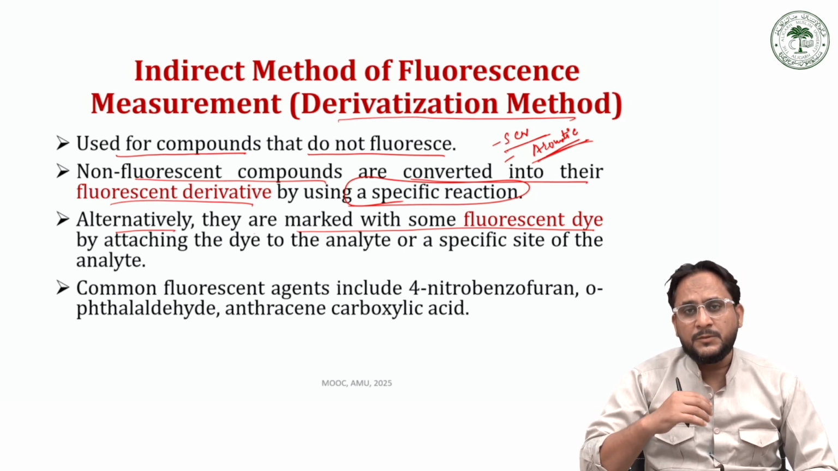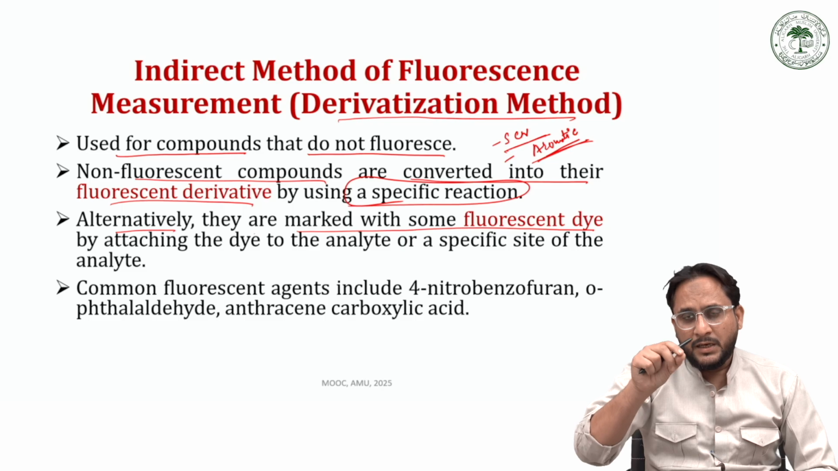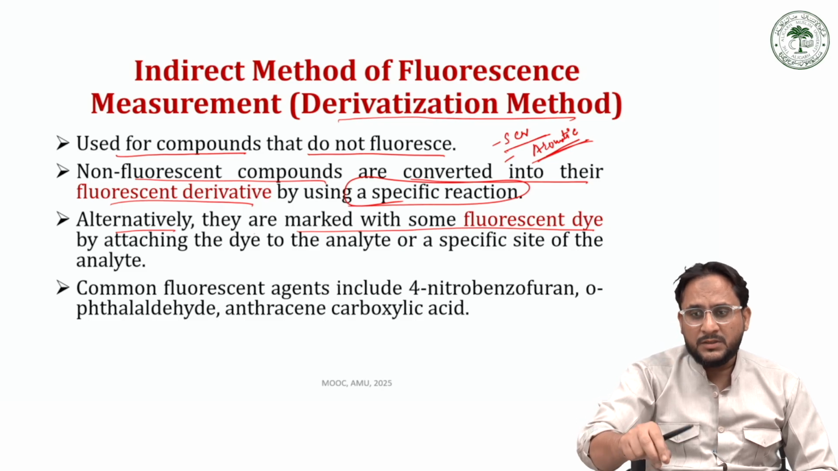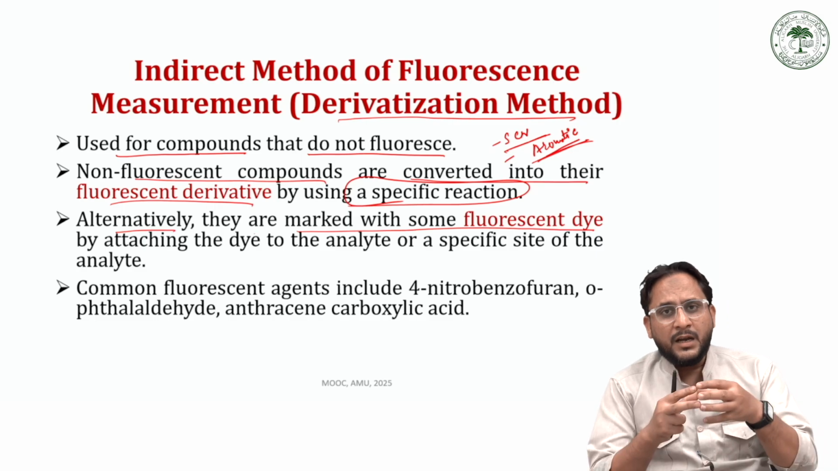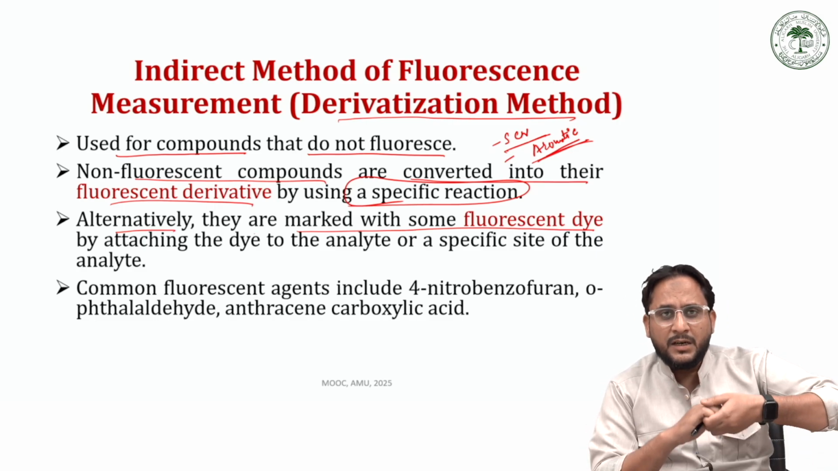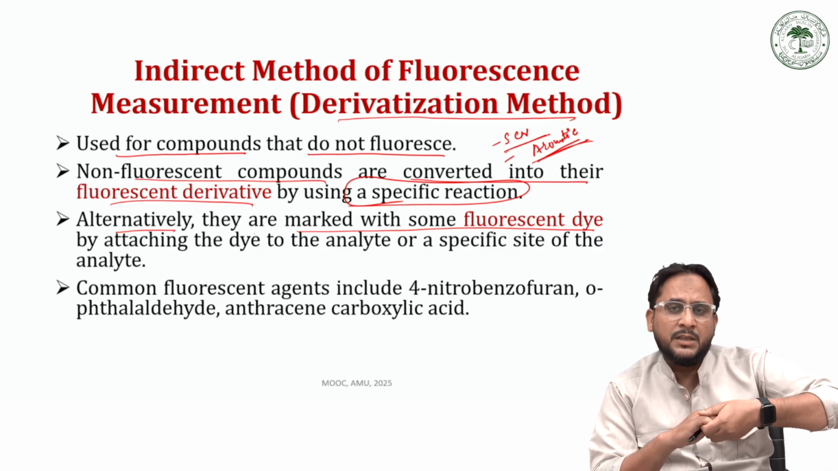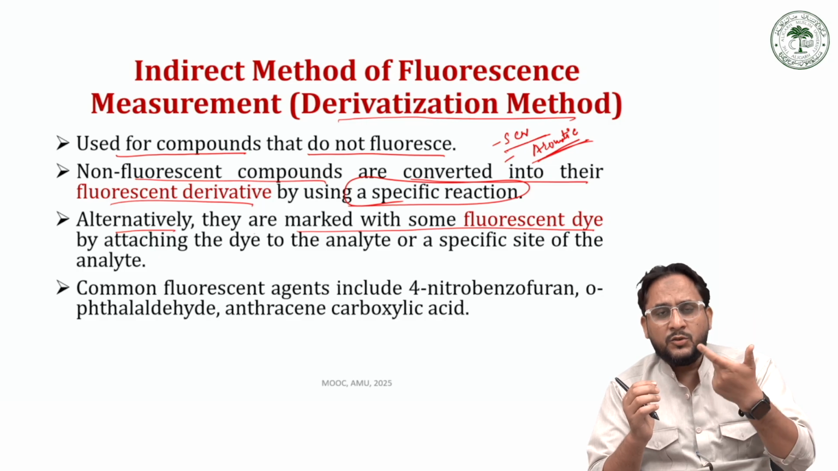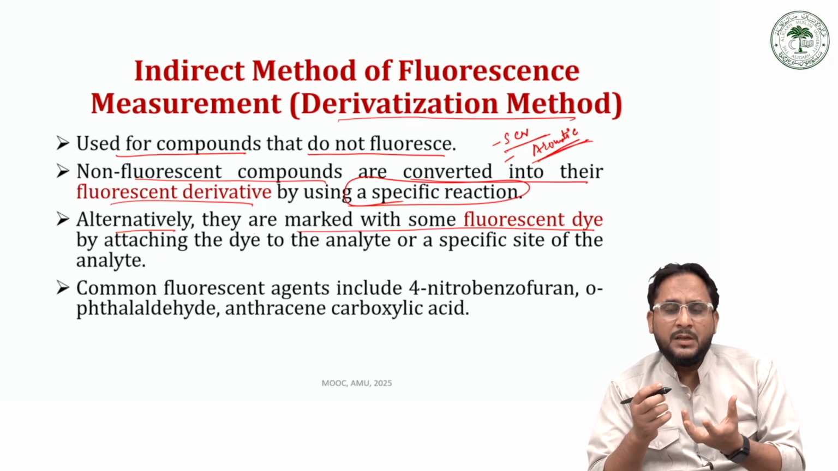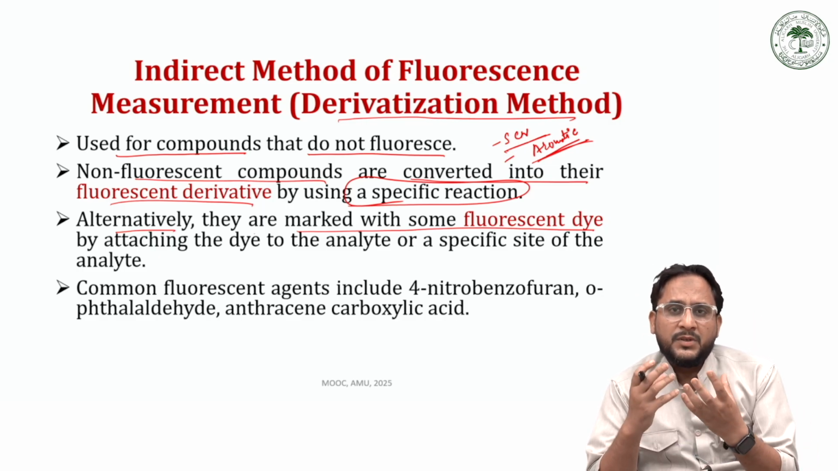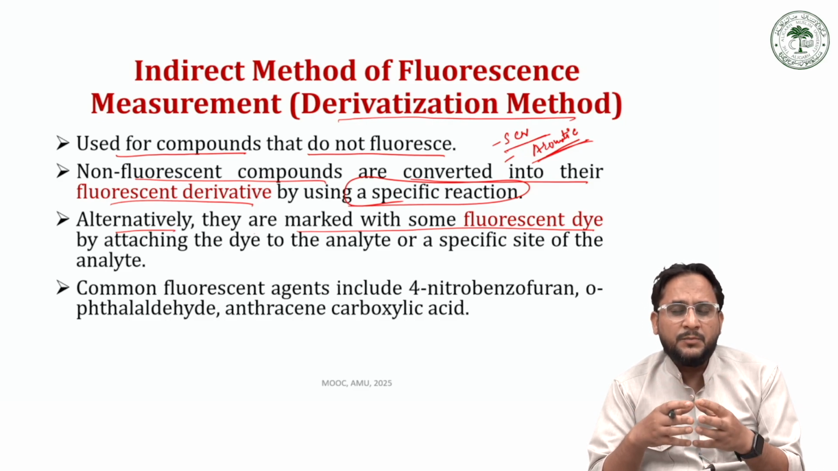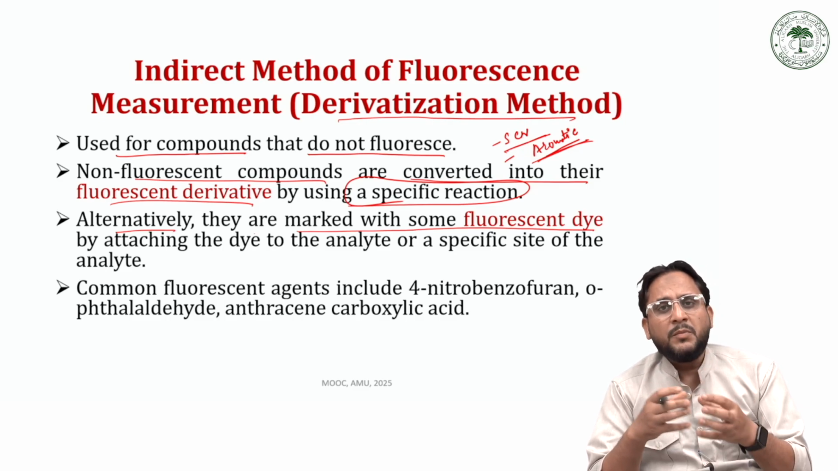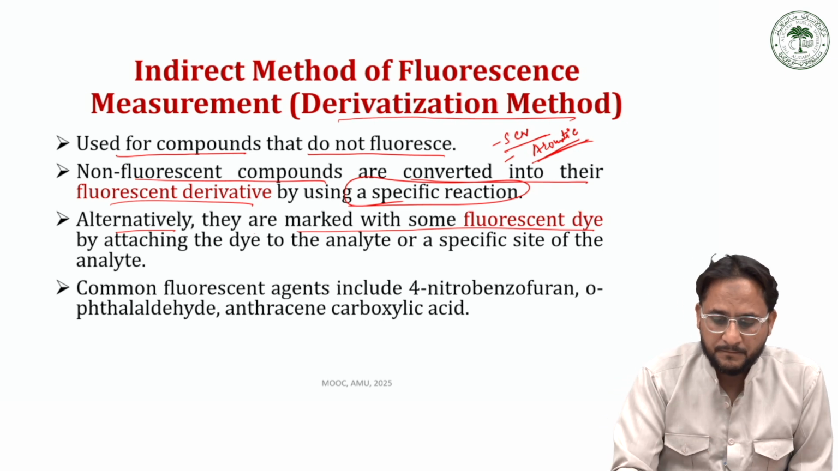So what we can do is identify the groups that are present on that particular site, then select the dye which can go and react with those groups and finally attach to that specific site, so that when UV light is illuminated on the sample, that particular site appears to glow by the phenomenon of fluorescence.